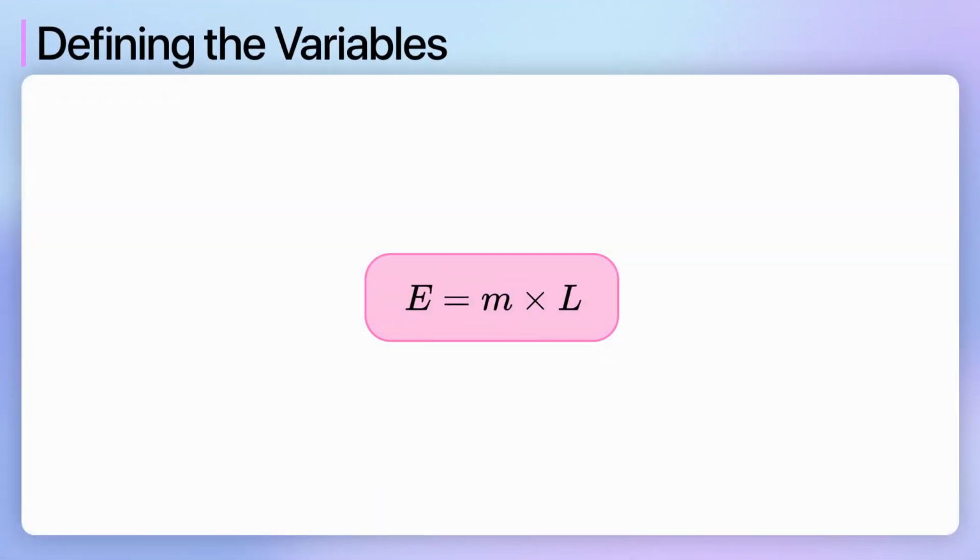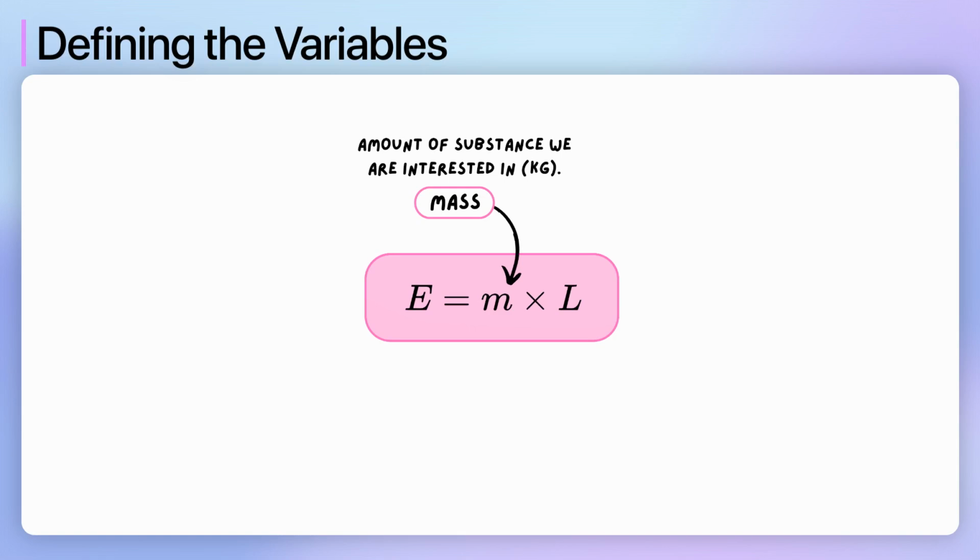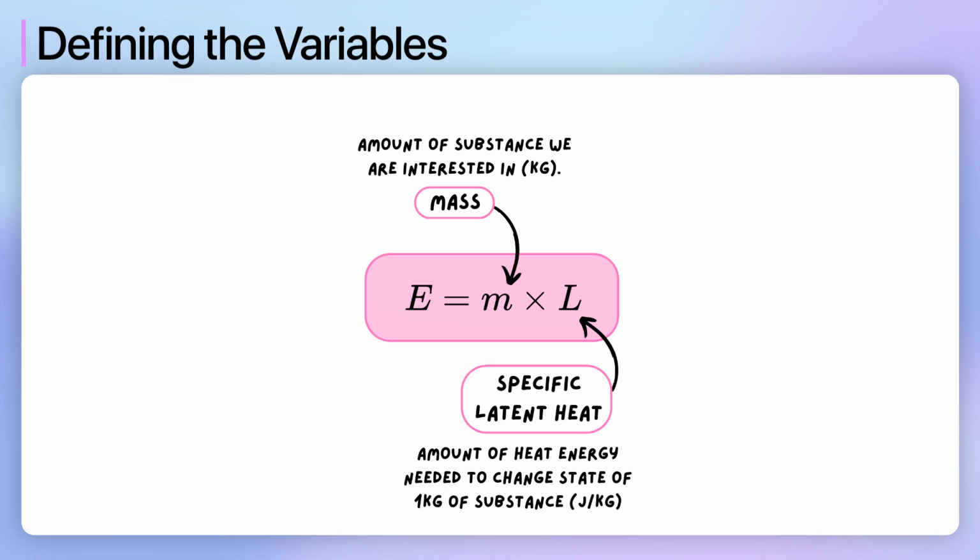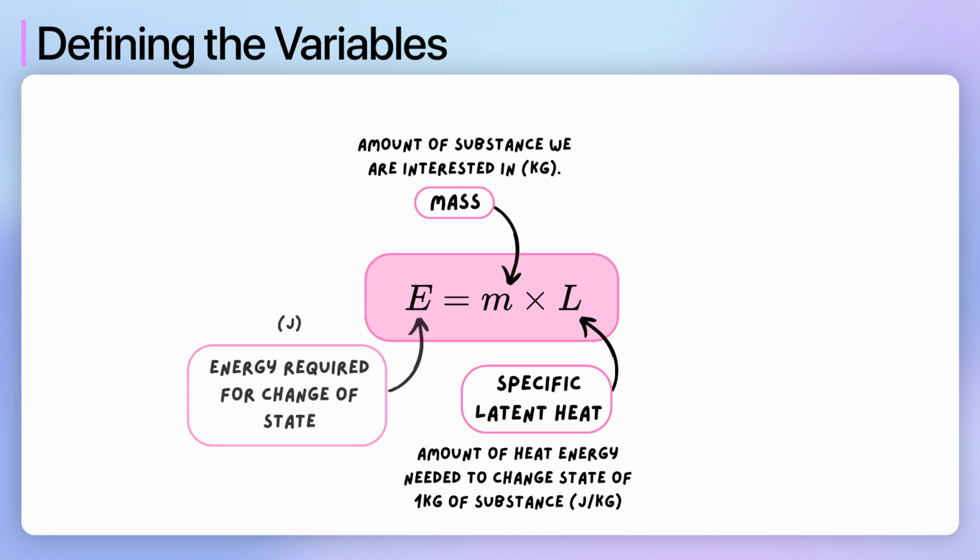We have two main variables to consider in this formula. One is mass, which represents the amount of the substance we are interested in. Mass is measured in kilograms. The other is specific latent heat, which, as we have learnt, is the amount of heat energy needed to change the state of 1 kilogram of a substance. The unit for specific latent heat is joules per kilogram. The energy required to change the state of a substance is measured in joules. Thus, by multiplying the mass in kilograms by the specific latent heat in joules per kilogram, we get the required energy in joules. It's crucial to ensure these variables are in the correct units before performing any calculations.